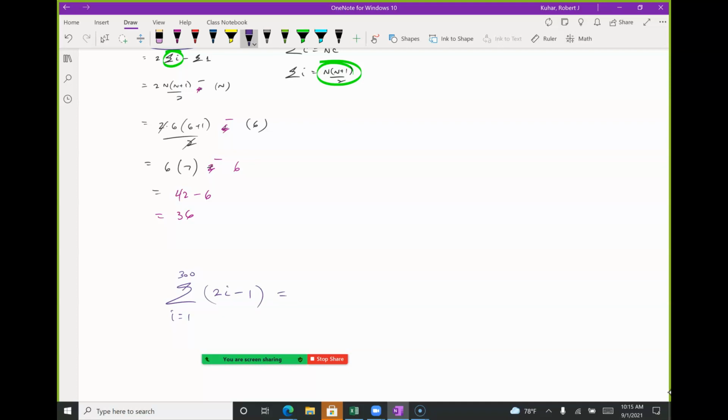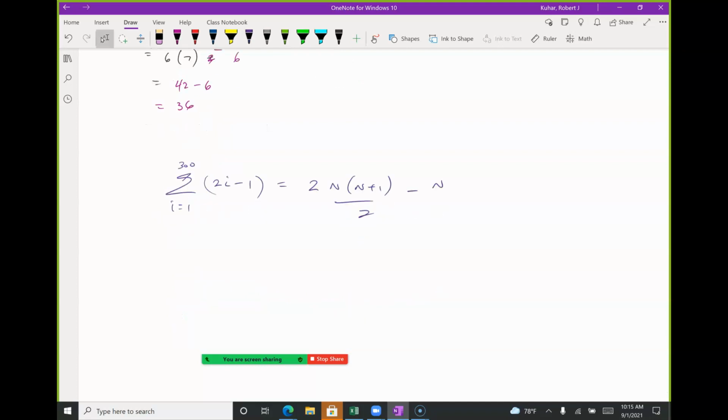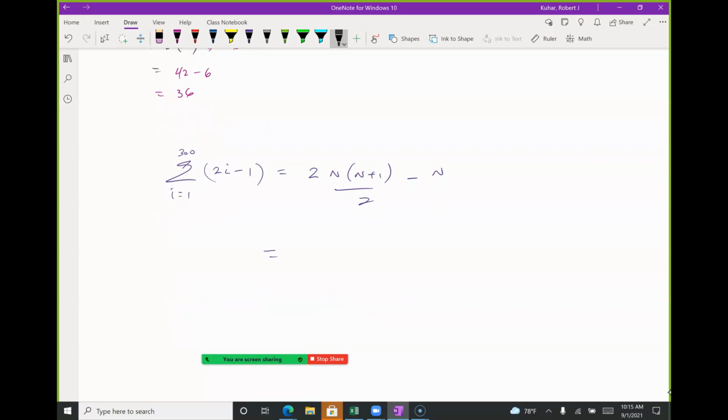I don't want to do that step-by-step way. I want to use my formulas. So I get 2 times the formula for the sum of i, that's n times (n plus 1) all over 2, minus n, right? And of course I can simplify this. I can cancel here. I get n squared plus n minus n, so I get just n squared, and then I'm plugging in 300. So that's a 9 and 4 zeros, 90,000. A lot easier that way, right?